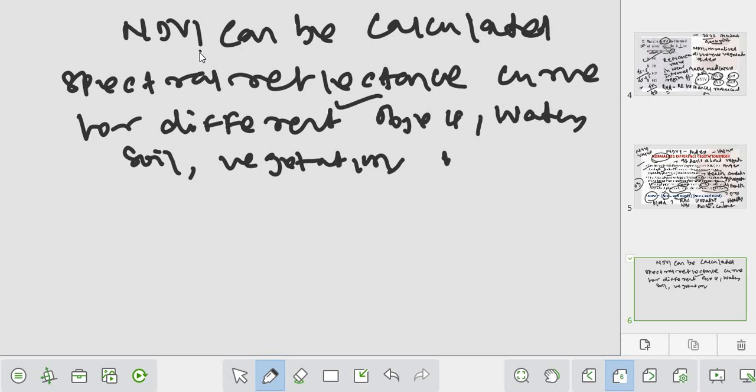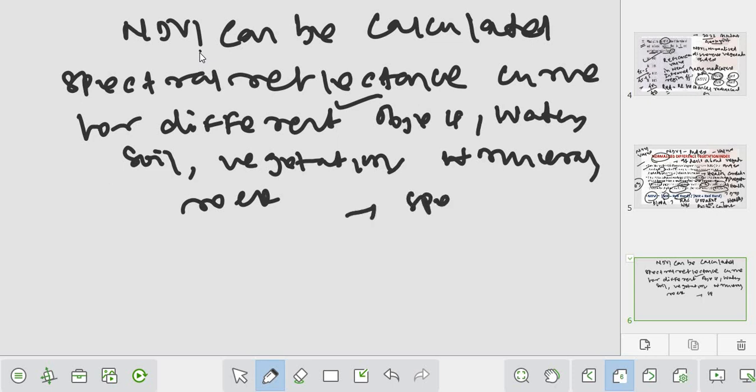ओके. वाटर बॉडी हो गया, राइट. डिफरेंट टाइप ऑफ मिनरल हो गया. ओके. डिफरेंट टाइप ऑफ रॉक हो गया. सो वी नॉर्मली study all those type of spectral response curve, right? Spectral response curve. So यहाँ से पता चलता है कि the vegetation is good or bad.